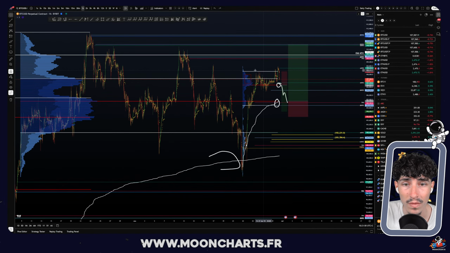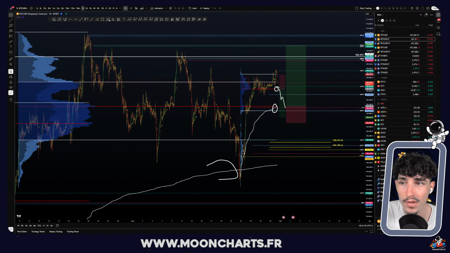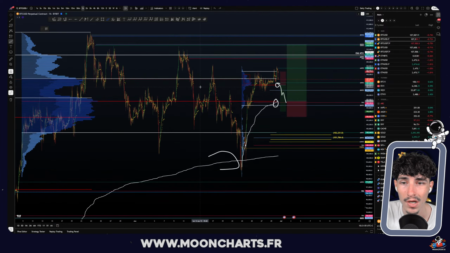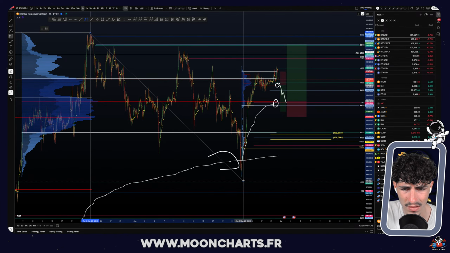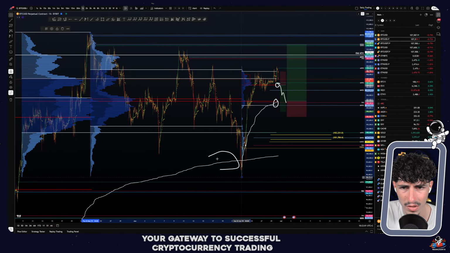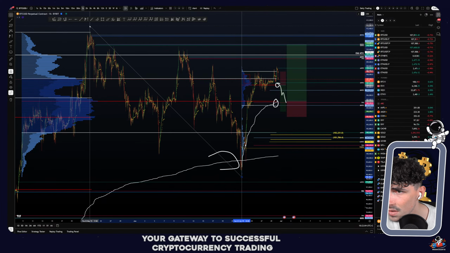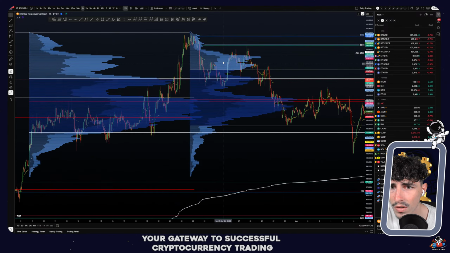There are no real other resistance here above, to be honest with you. I'm interested in a short trade. Reason for this is, by the way, I don't know where this value high is. Normally we're above already. Okay, there you go. This is the reason why we rejected here.